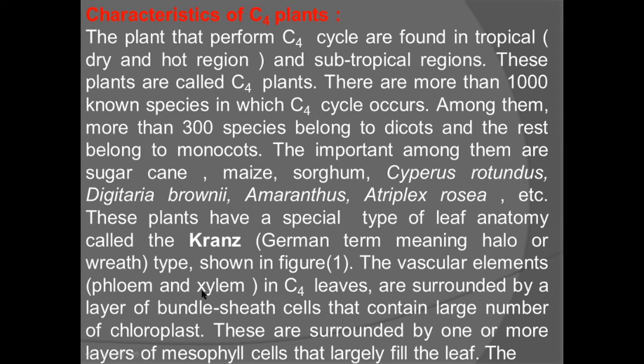The vascular elements, that means phloem and xylem, in C4 leaves are surrounded by a layer of bundle sheath cells that contain a large number of chloroplasts. These are surrounded by one or more layers of mesophyll cells that largely fill the leaf.